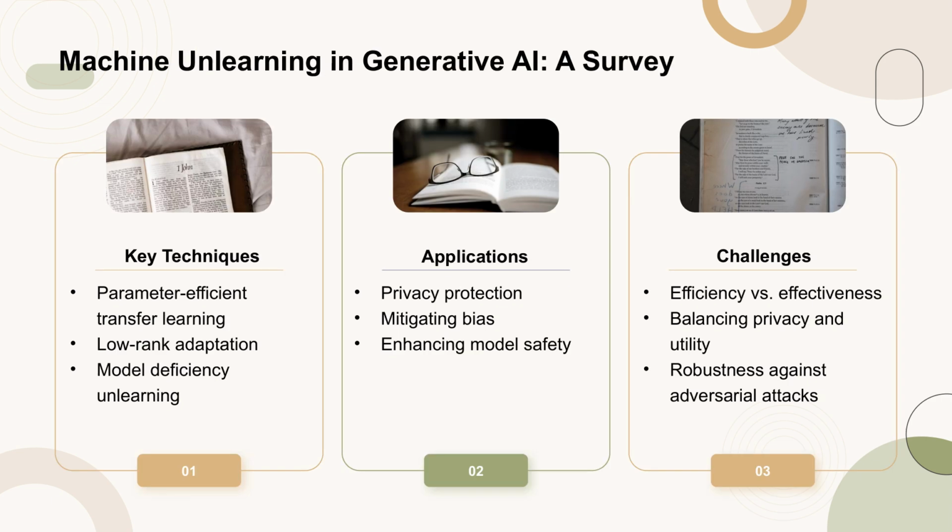This section of the paper surveys various techniques for machine unlearning in generative AI models. Key techniques include parameter-efficient transfer learning, low-rank adaptation, and model deficiency unlearning. These methods are applied to address critical issues such as privacy protection, mitigating bias, and enhancing model safety. However, the implementation of these techniques presents several challenges, including the need to balance efficiency with effectiveness, ensuring a proper balance between privacy and utility, and maintaining robustness against adversarial attacks.